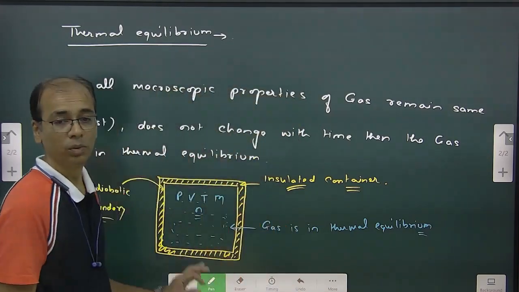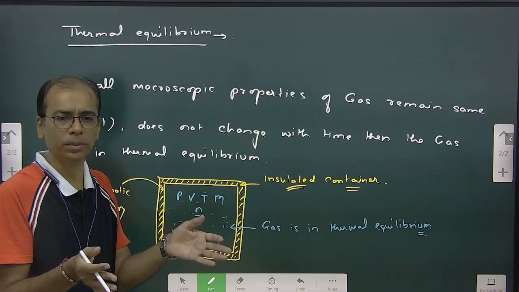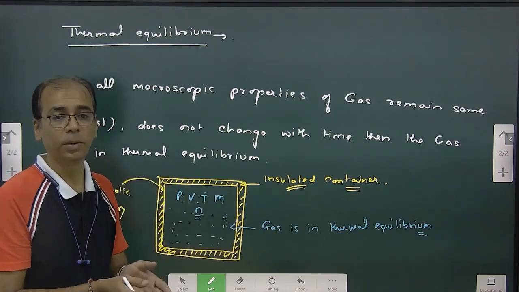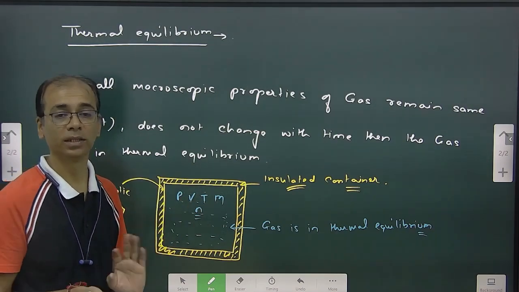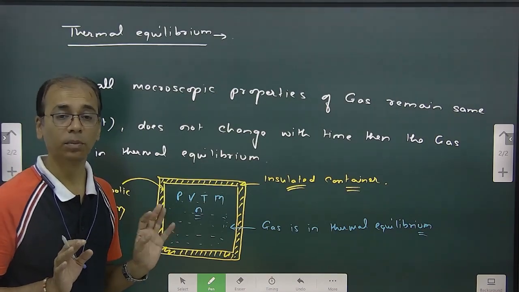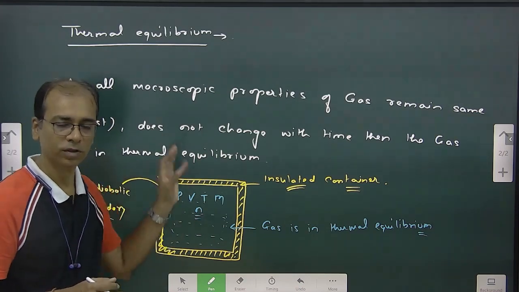Same thing we can do when we have two gases in two chambers, both connected, but in between there is an adiabatic partition. That means an insulated partition. So again, we can say both the gases are in thermal equilibrium. They can be in thermal equilibrium even though their temperatures can be different. I'll show you that. First you note this fast.